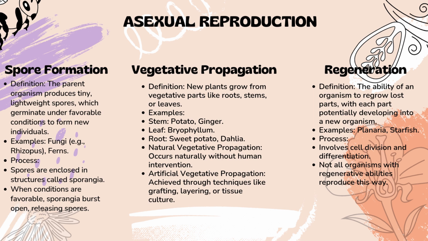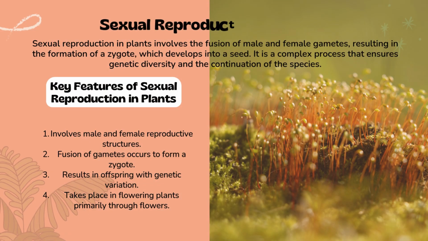Now students, let's talk about sexual reproduction in plants. Sexual reproduction in plants involves the fusion of male and female gametes, resulting in the formation of a zygote, which develops into a seed. It is a complex process that ensures genetic diversity and the continuation of the species. Key features of sexual reproduction in plants include: involves male and female reproductive structures. Fusion of gametes occurs to form a zygote, results in offspring with genetic variation. Takes place in flowering plants primarily through flowers.